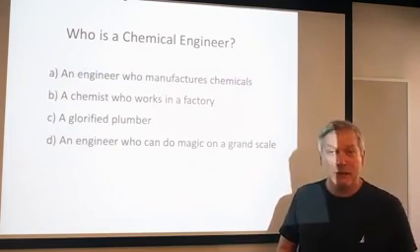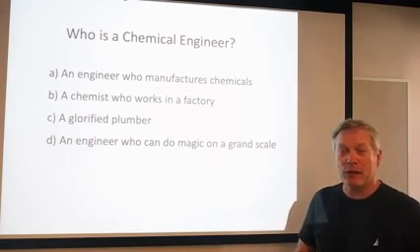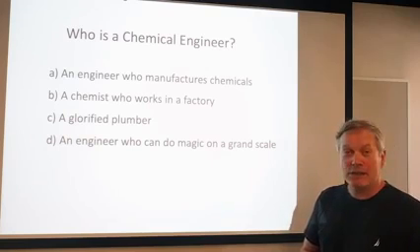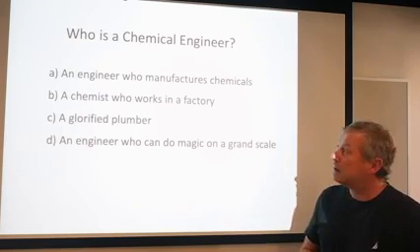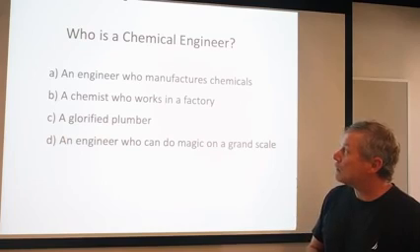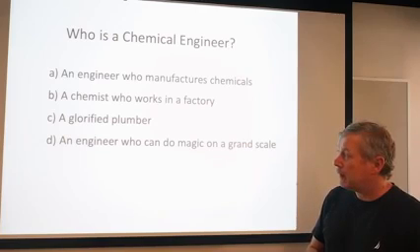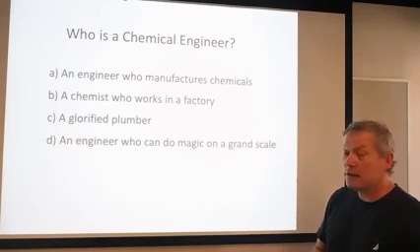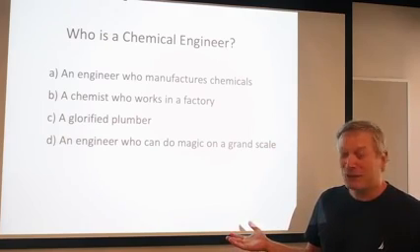So, I decided to give you a quiz, because I believe you are somewhat informed about what a chemical engineer is and does. So, who is a chemical engineer? A, an engineer who manufactures chemicals. B, a chemist who works in a factory. C, a glorified plumber. And D, an engineer who can do magic on a grand scale. Well, which one is true?